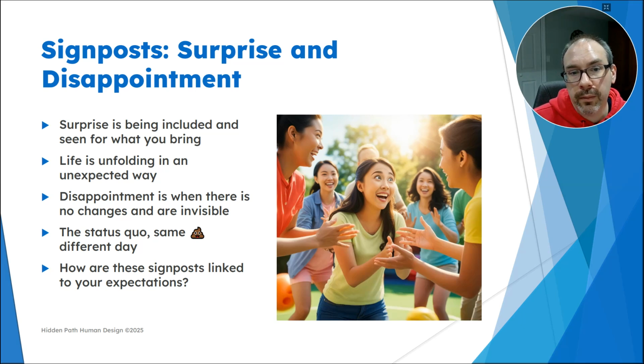The signposts for the reflector are surprise and disappointment. Now, signposts basically tell you if you're moving in the right direction or the wrong direction. So, something that's in alignment with who you are or in unalignment with who you are. Surprise is like when you're included and seen for what you bring, what the wisdom that you bring to the group. And people are asking for your wisdom, like, how do you feel about us as a group? Are we performing well? They're often called evaluators in business.